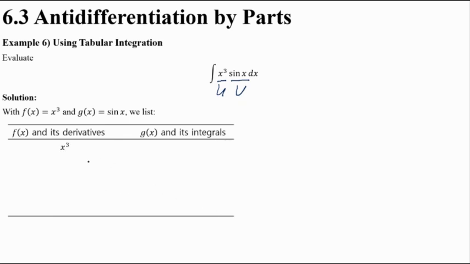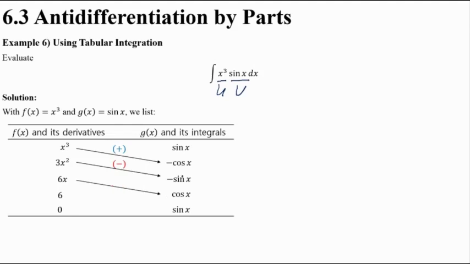So x cubed: derivative 3x squared, 6x, and 6 and 0. How about the integral? Sine x integral is minus cosine x, then minus sine x, and cosine, sine, like that. So we match the first one, second one, third one, like that. The signs take turns: plus, minus, plus, and so on.